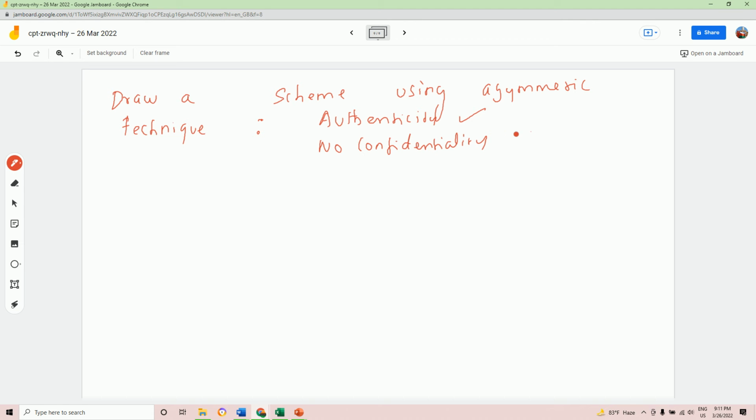Okay, there is no confidentiality. Okay, there is authenticity, but there is no confidentiality. So how do you do message encryption? You want authenticity, but you do not want confidentiality. So if you want authenticity, then you should use the private key of the sender.